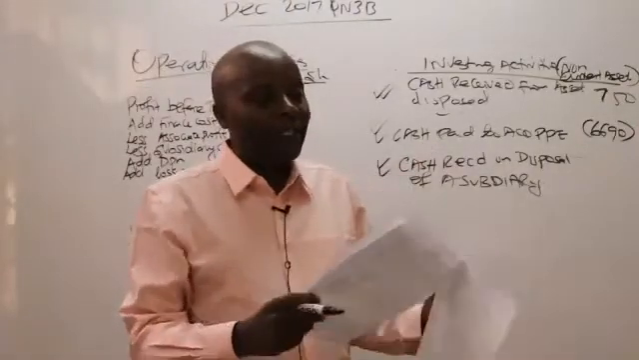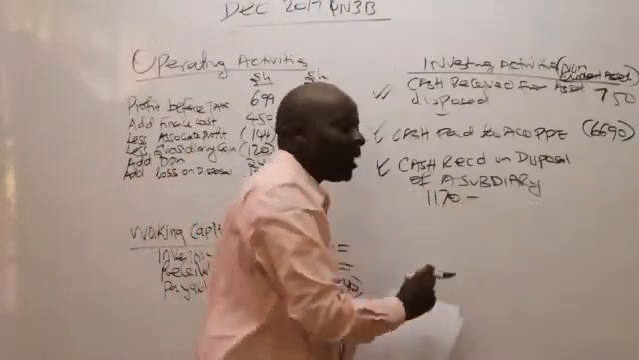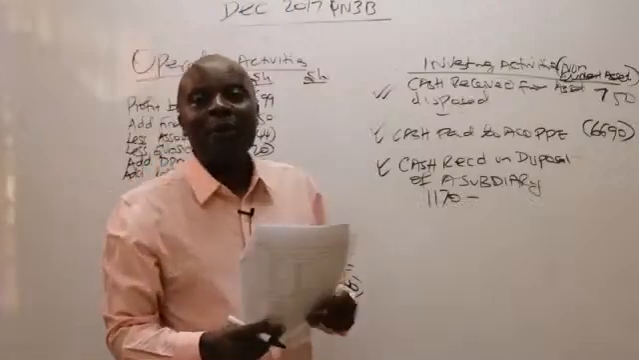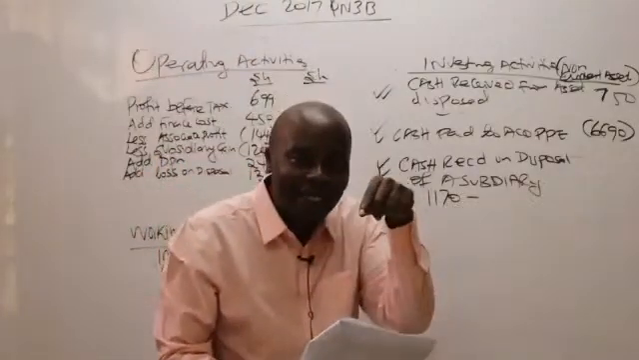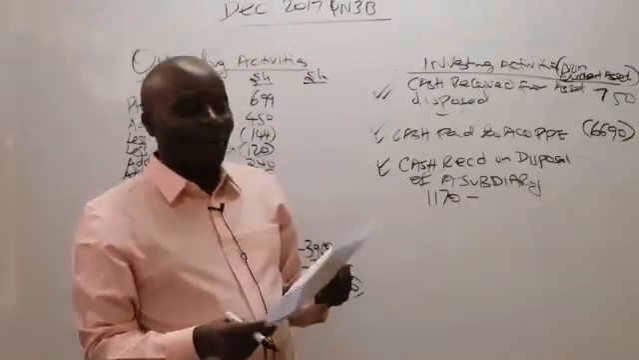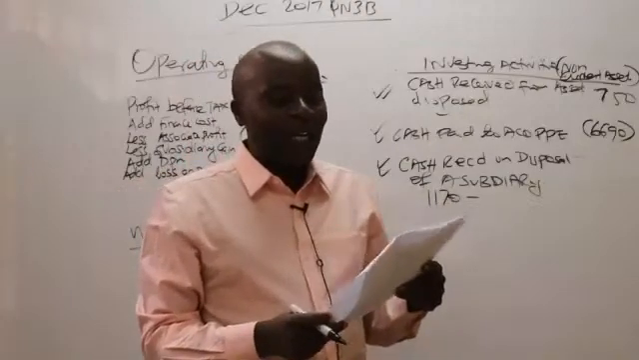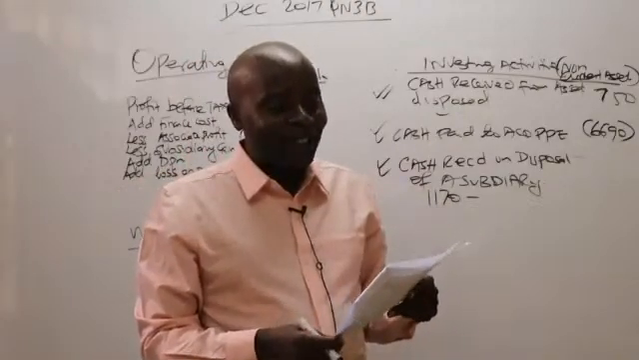Tulipata 1170. Lakini kumbukeni pia hapo usidanganyike, hii subsidiary pia ilienda na pesa zingine. Kuna pesa ilienda nazo. Ilikuwa na cash itself. There is some cash which went away with it. Are you able to see the cash on the bank balance under this subsidiary which was sold?